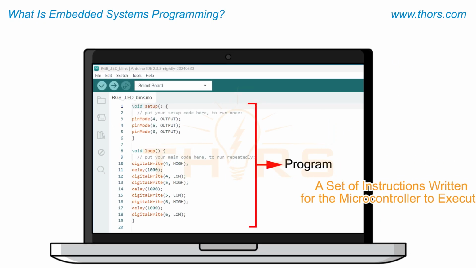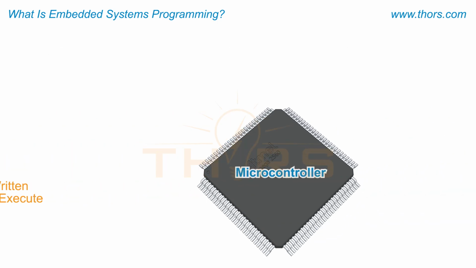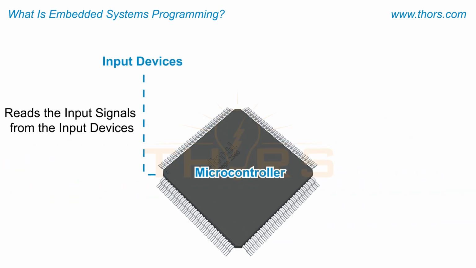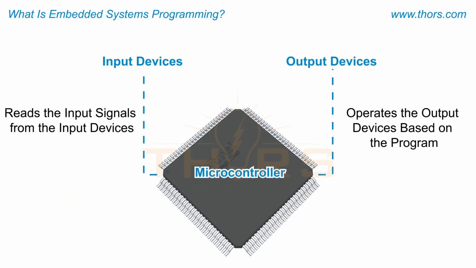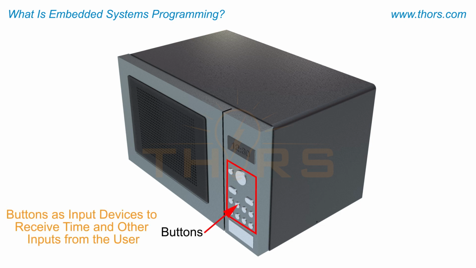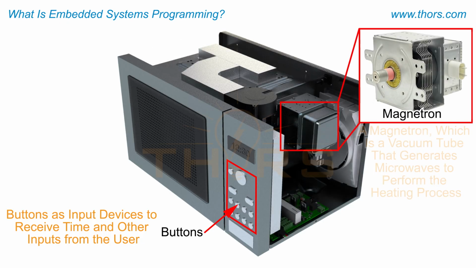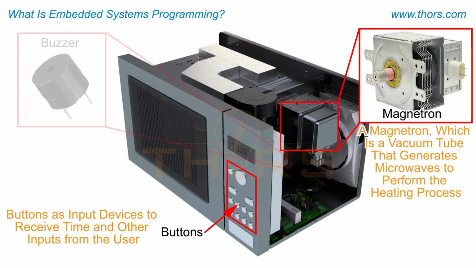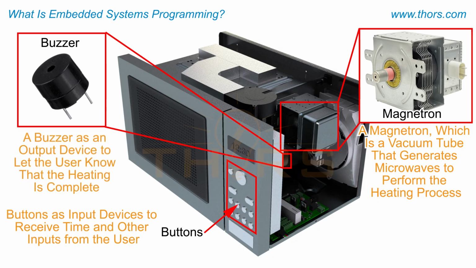A program is a set of instructions written for the microcontroller to execute. The microcontroller reads the input signals from the input devices and operates the output devices based on the program. For example, a microwave oven contains hardware components such as the buttons as input devices to receive time and other inputs from the user, a magnetron, which is a vacuum tube that generates microwaves to perform the heating process, and a buzzer as an output device to let the user know that the heating is complete.